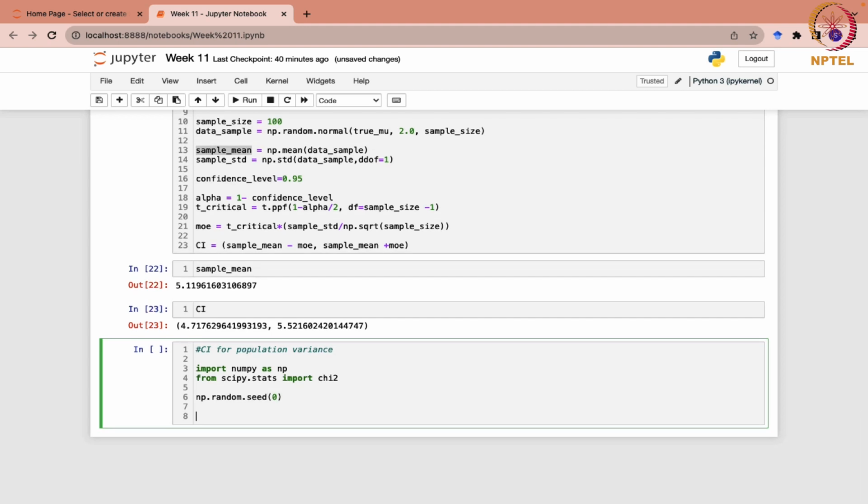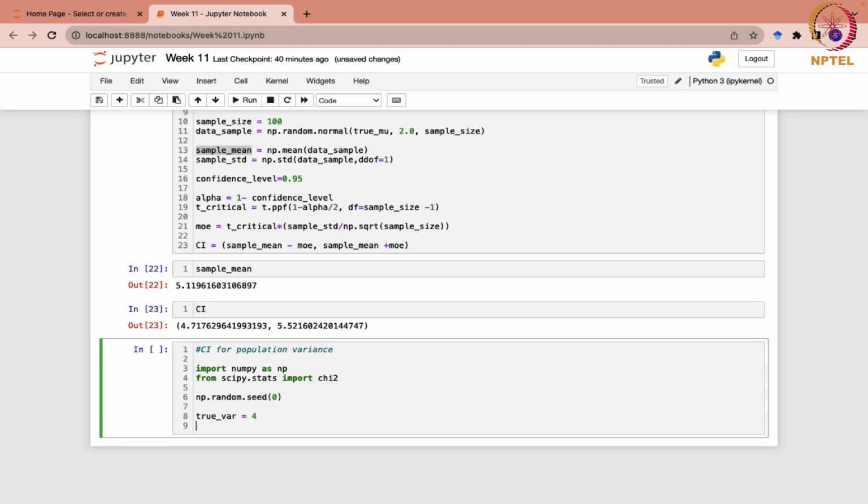Now we will define the true population parameters. So let us consider that the true sigma is 2, so instead of sigma, let it be variance, which means sigma is 2 in this case. We are writing sigma square, that is 4. Okay, variance, we are dealing with the variance.